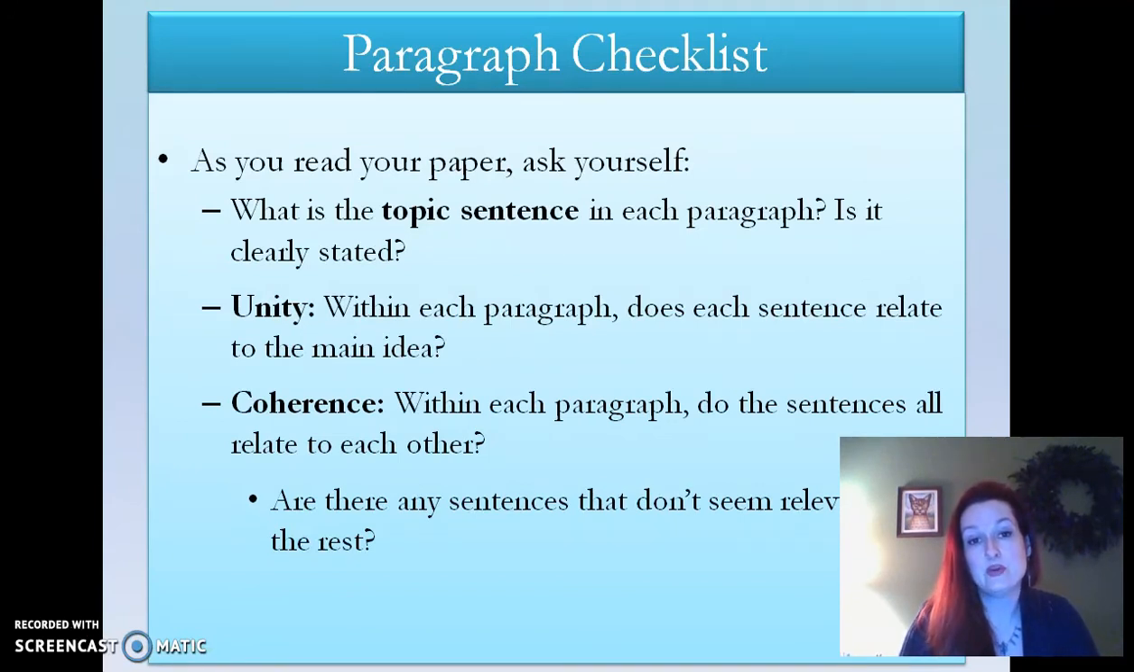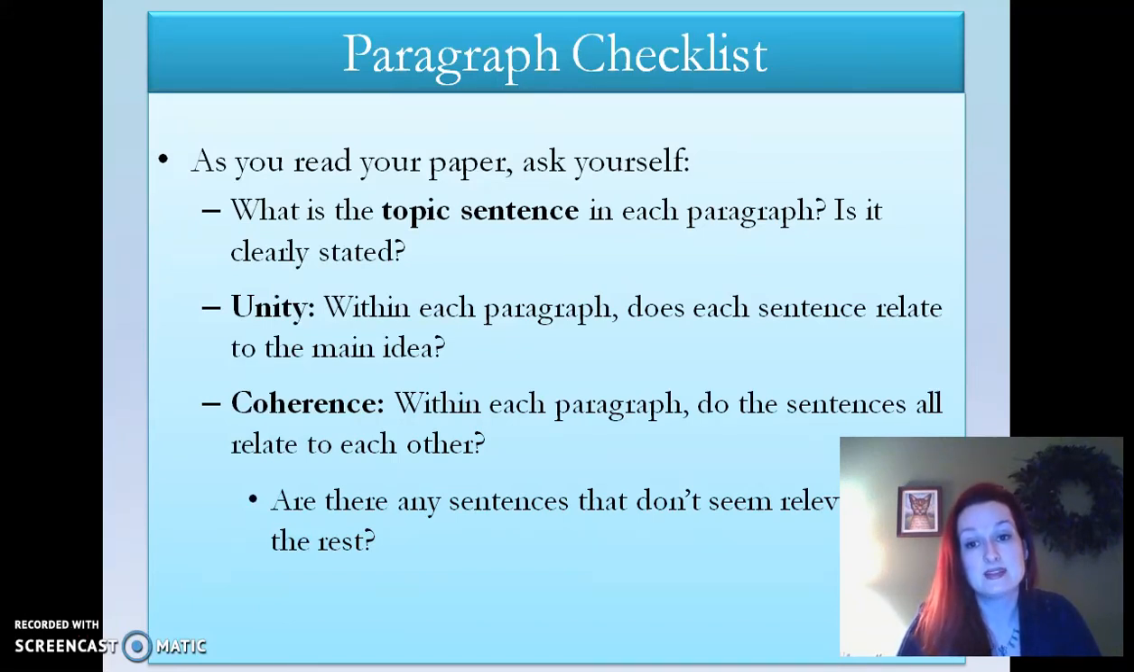So let's review a little bit of what we've learned and talk about a paragraph checklist that you can use to check yourself once you've done a draft of your paper. Ask yourself, what is the topic sentence in each paragraph? Is there a topic sentence in each paragraph? Is it clearly stated?